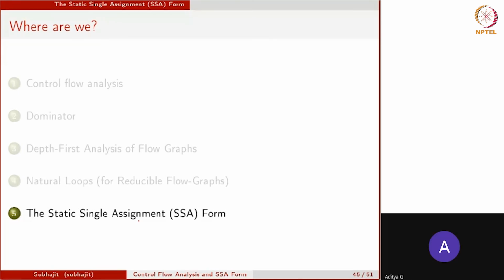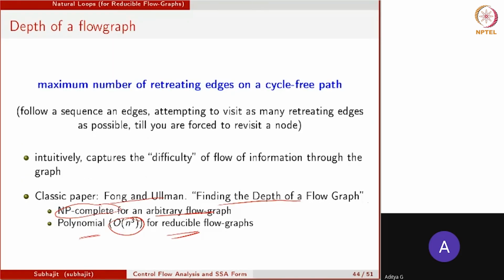For the depth of a flow graph, I understand that it captures the difficulty of flow of information through a graph, but it's not exactly clear what this implies. It's not clear what it implies exactly. So that is the point, and that's why I'm trying to give you information. The definition is crisp. It essentially says the number of retreating edges on a cyclic path. The definition is crisp, but what it implies is this intuition that it becomes a problem.